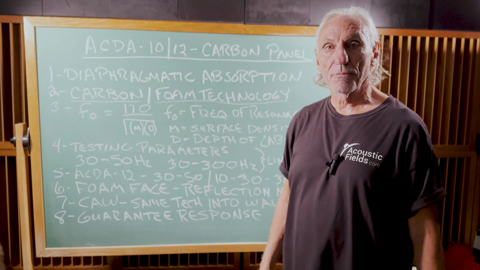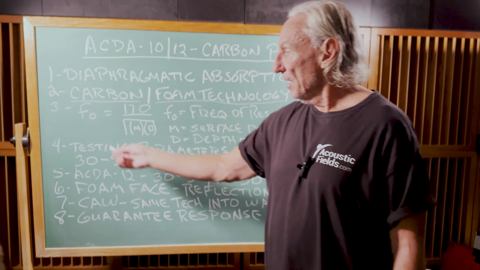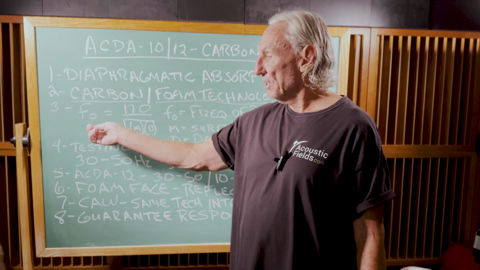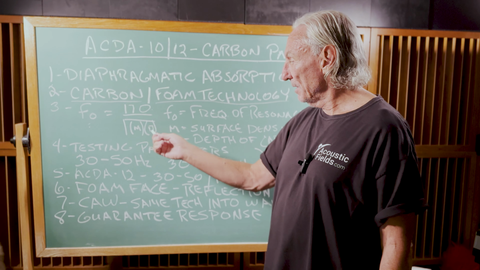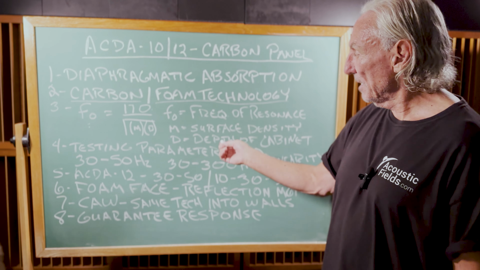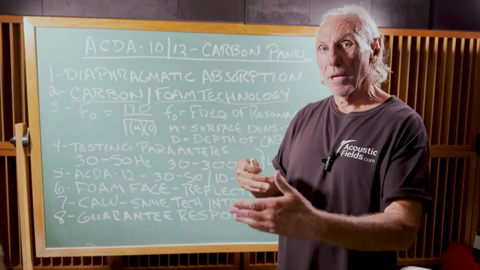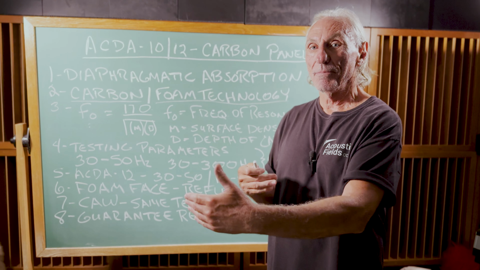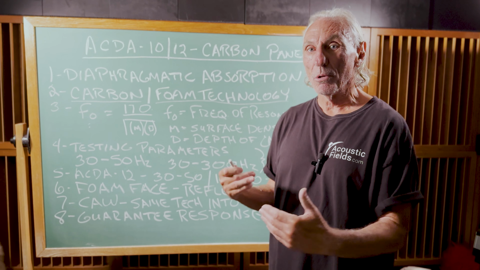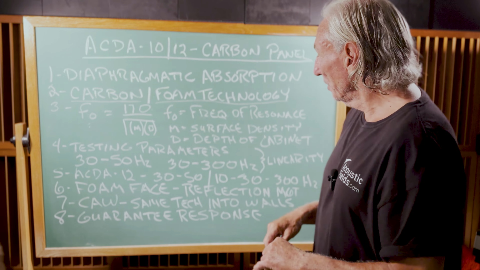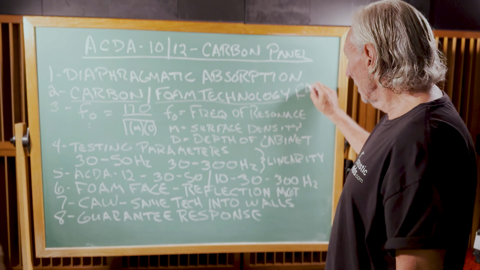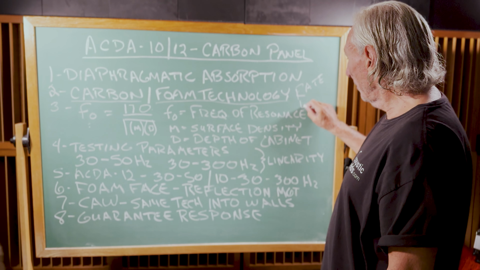Here's the formula for diaphragmatic absorption. In order to determine the resonant frequency, or how low the unit will go, 170 is a constant, M and D. M is surface density, D is the depth of the cabinet. So basically, the depth of the cabinet determines how low it will go. And then the carbon technology goes inside the cabinet, which impacts rate. Okay, so level and rate.